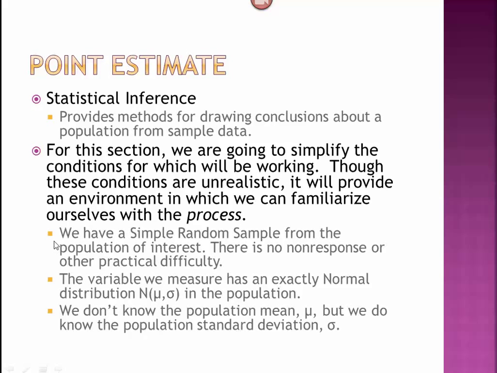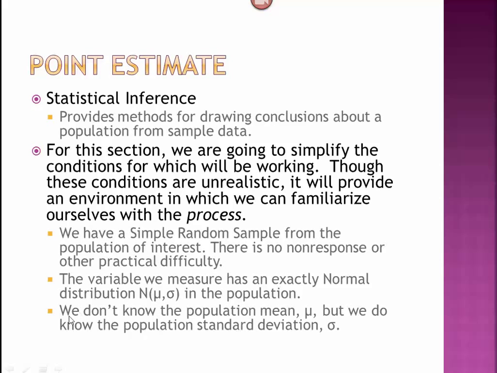Number one is that the sample that we pulled from the population is a simple random sample, and that we don't have any problems collecting that, and that it's very representative of the overall population. When we looked at sampling techniques, we saw that this is not an easy thing to do. But for this section, we're just going to assume that the sample we get is a good representative sample. Secondly, the variable that we're measuring about our population has an exact normal distribution within the population.